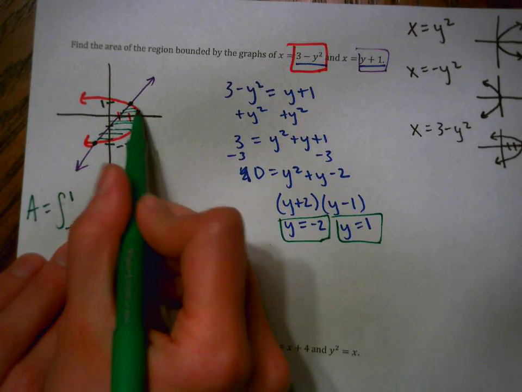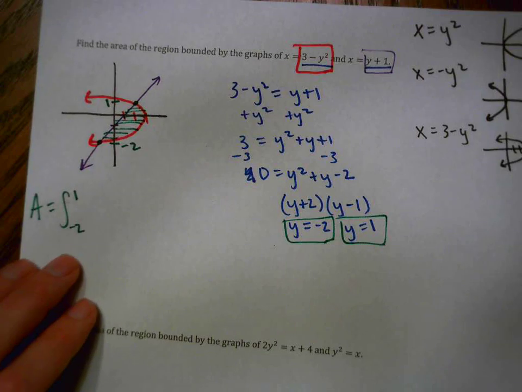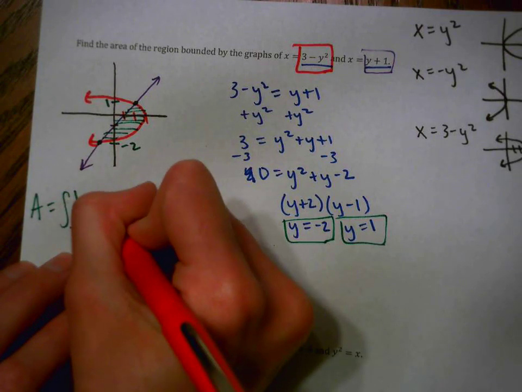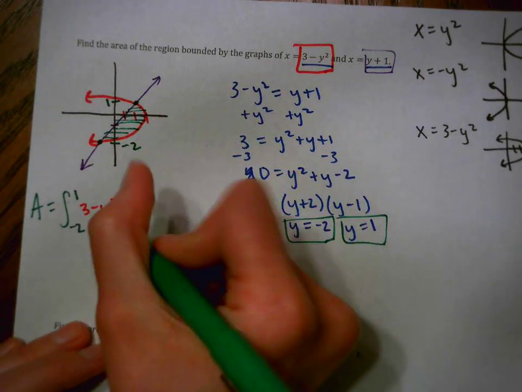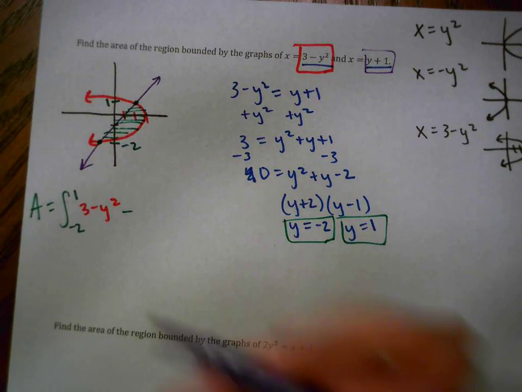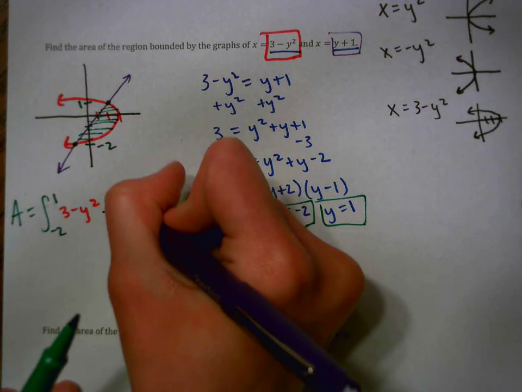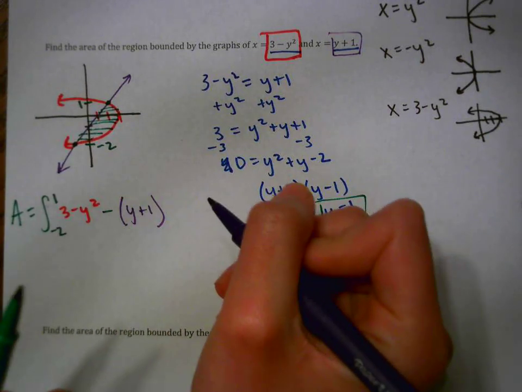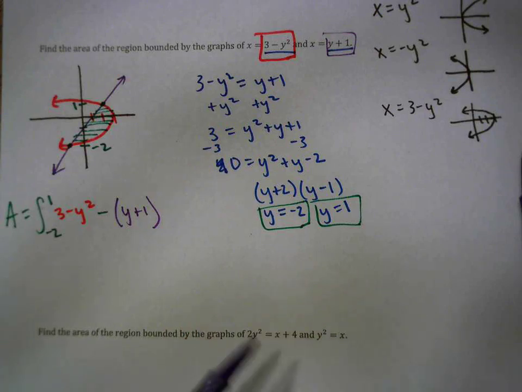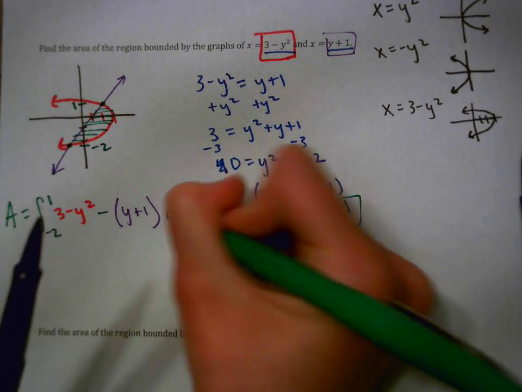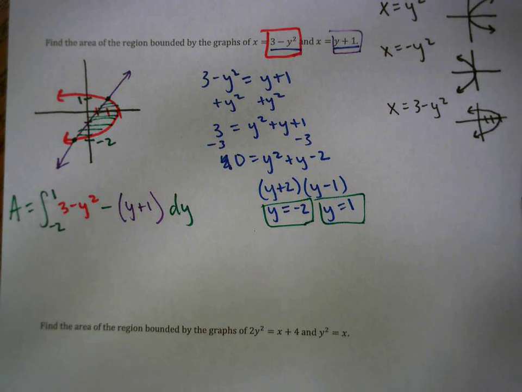So right was the red quadratic, which was 3 minus y squared. And then you do minus the left, which was the purple line, which was y plus 1. Always put it in parentheses because you're subtracting it. And then you close it with dy, with respect to y. Okay, so you should probably be able to clean that up and take the antiderivative and do f of b minus f of a. So I would try that on your own starting now, but I'll go ahead and work out this one.